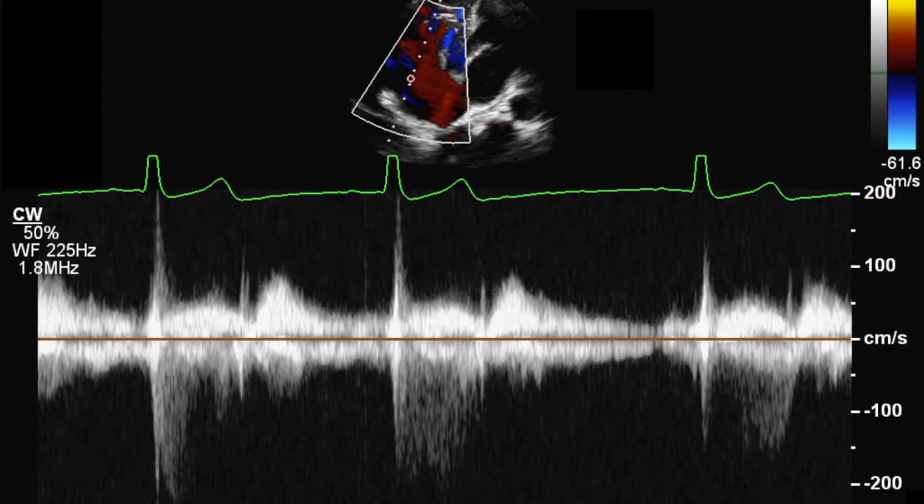The more important reason for the poor correlation is using suboptimal tricuspid regurgitation signals. This is one example. You can see that the envelopes of the tricuspid regurgitation signal are not well displayed, and there is considerable difference of the peak velocity from beat to beat. And yet, very often, the pulmonary artery systolic pressure was based on such suboptimal signals.